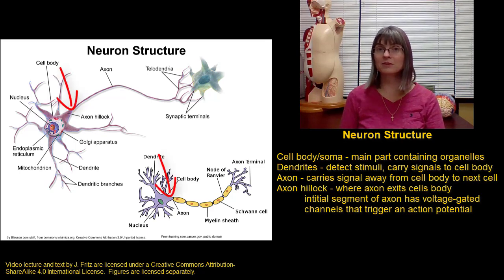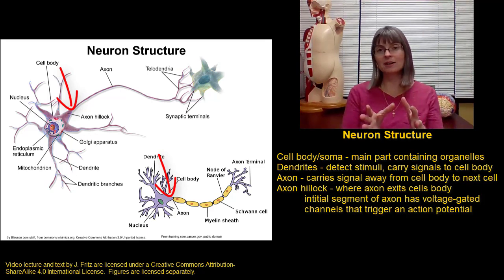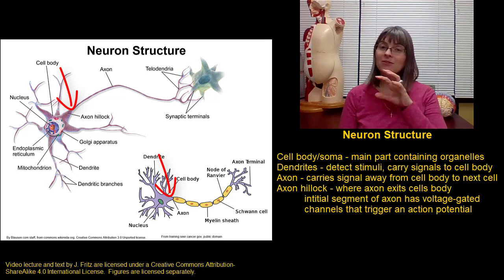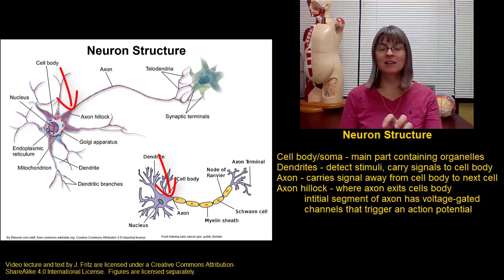The axon hillock is important because this is where the cell makes the decision whether it's going to send the signal to the next cell or not. Lots of different stimuli could be detected from the dendrites, but the neuron as a whole has to integrate all that information and decide whether to send a signal to the next cell or not. And that decision takes place at the axon hillock. If there's enough stimulation to open voltage-gated channels at the axon hillock, then we're going to send a signal to the next cell. If there's not, and those voltage-gated channels remain closed, no signal is sent.